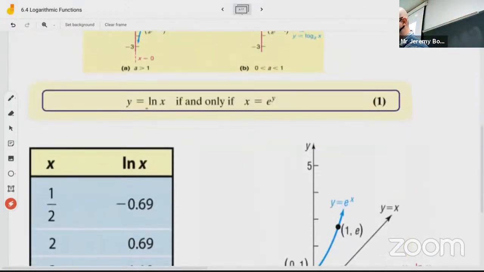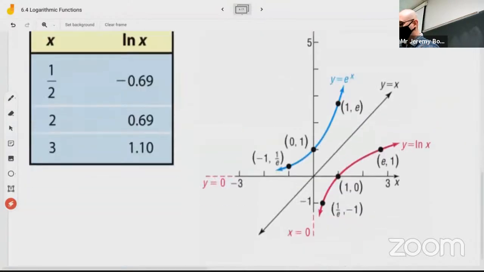Remember, if you have y equals the natural log of x, that means that x is equal to e to the y. They're inverse functions of each other. The natural log of x, and x is equal to e to the y. Basically, this is if you're switching it to exponential form. And so you can see both those functions here. This is the exponential function with base e. This is the logarithmic function with base e.